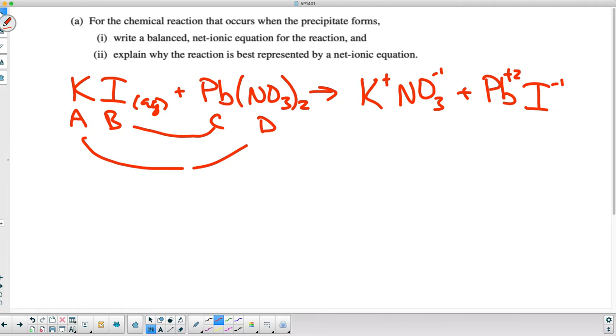Now, when I go to make these compounds, the formulas for them, the +1 and the -1 cancel out, but I do have to crisscross the Pb and I to give us PbI2, like that, and then we can get rid of the charges. So this is the molecular equation, and so far I want A, D, C, B. Okay, that's from all the stuff that we learned from last year with the honors chem.